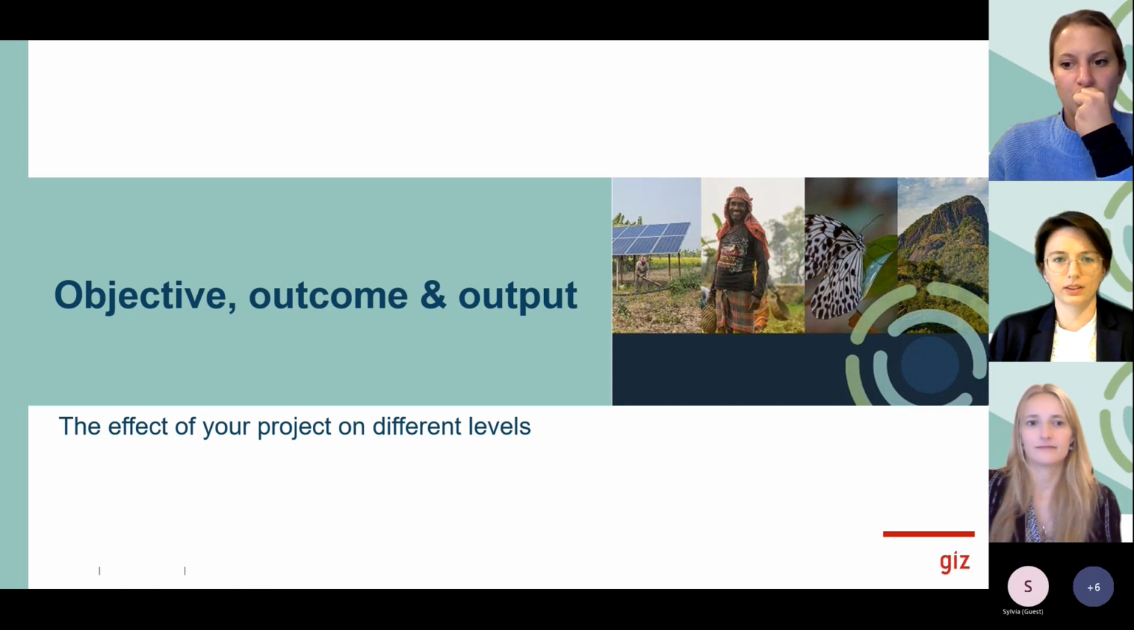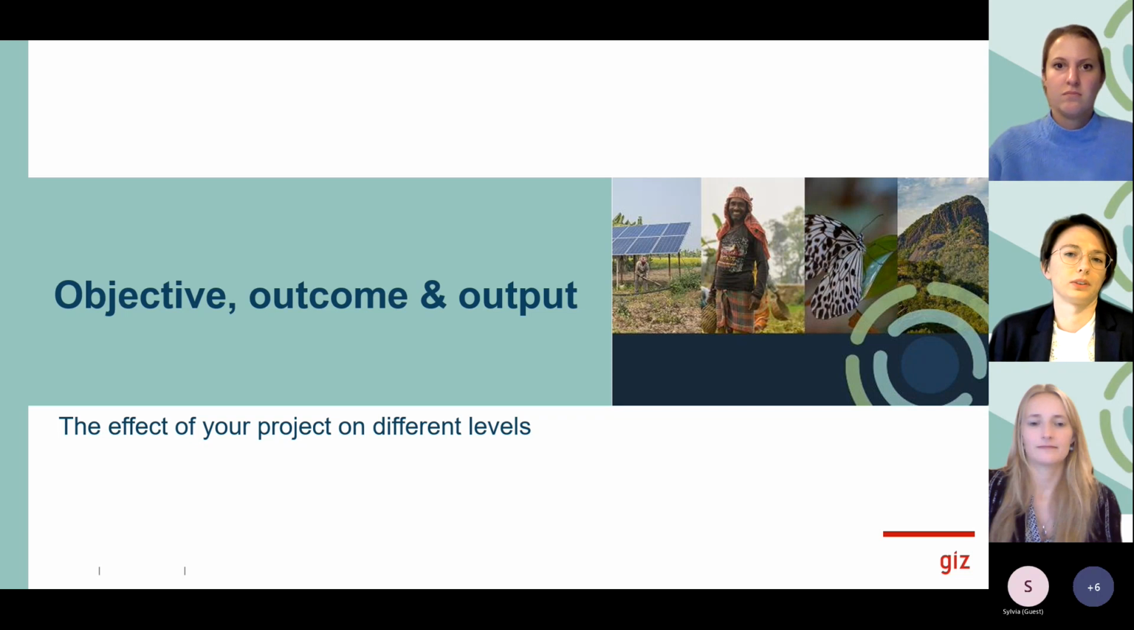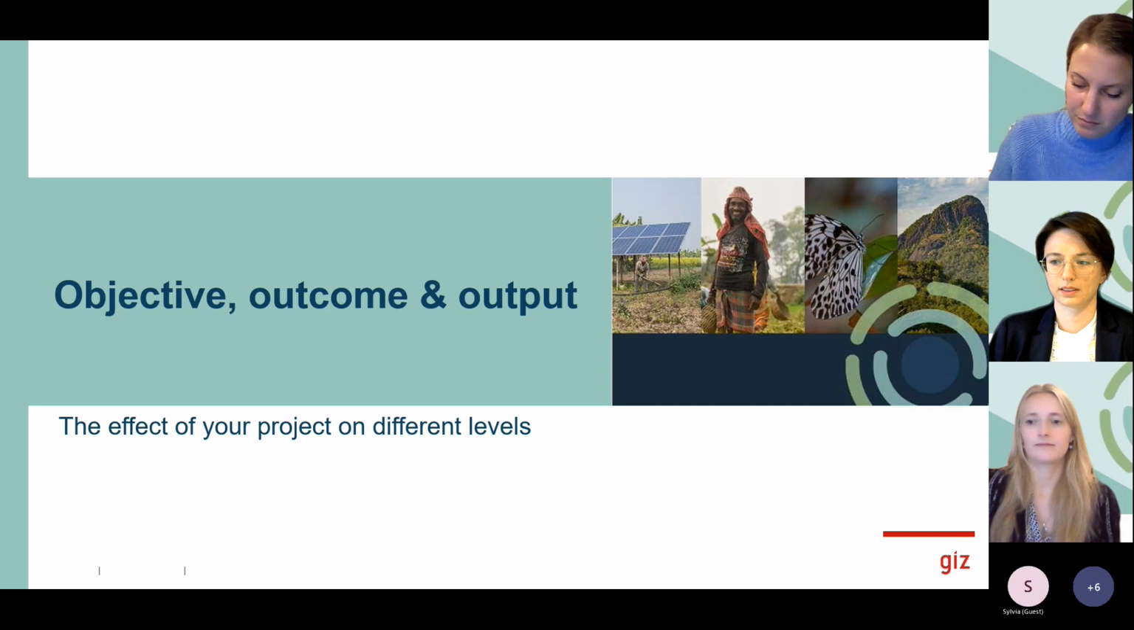This kind of structure should be the starting point for each project. When you have a project idea, you normally have an idea about what goal you want to achieve and also by which means you want to achieve it. The results chain logic is basically nothing else. It provides an overview of what the project intends to achieve and how it is working towards this goal.